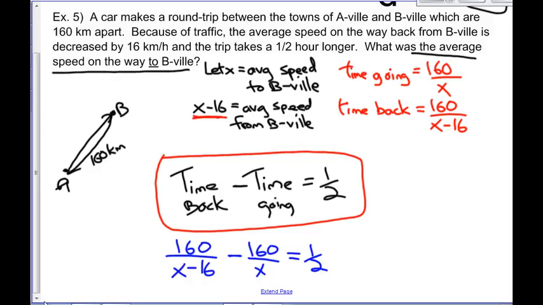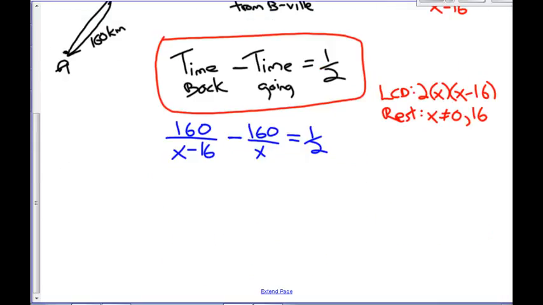So let's state our common denominator, our restrictions. LCD here is going to be 2 times x minus 16. Restrictions, x can't be 0 or 16. And that makes sense because if x was 16, then the speed on the way back would be 0. Can't have a speed of 0 and get anywhere. So now let's just multiply both sides by that common denominator, 2 times x times x minus 16.